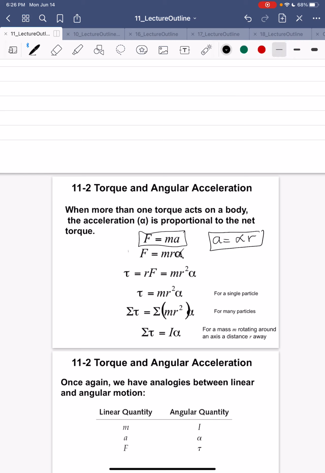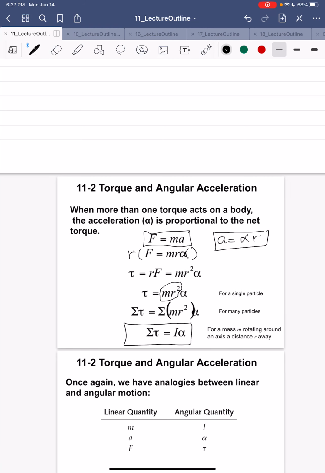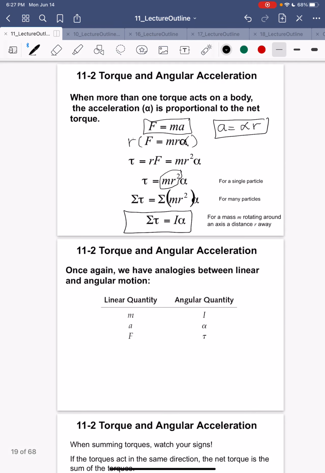If you multiply here by R and here by R, you're going to get RF, which is the torque, and here MR squared times alpha. This is the number that we are using for the moment of inertia, or the rotational inertia. Then the net torque is going to equal I times alpha. This is the second statement of Newton's second law, which applies to rotation.